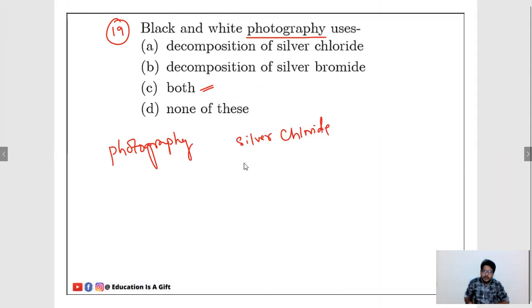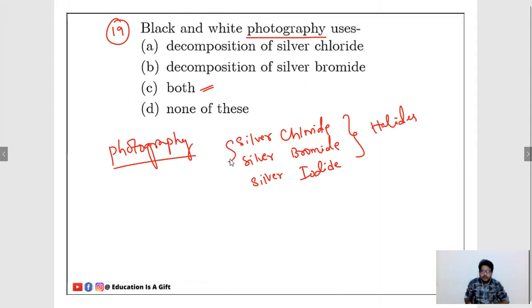You can go with silver bromide. At the same time, you can go with silver iodide also. These three are halides. In photography, of course, these three are used, but especially if it is black and white photography, the answer is silver bromide. This is the answer, not silver chloride. Don't go with both.